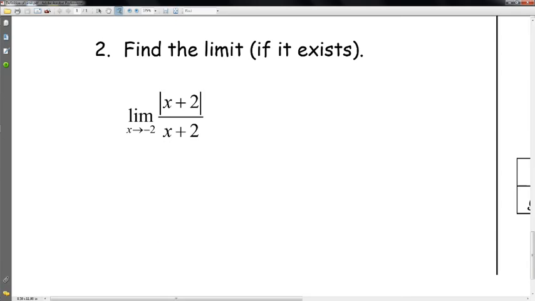All right, now we're going to look at C for number 2. We're going to find the limit if it exists. And we're talking about an absolute value. And if you notice, in the numerator there's an absolute value.